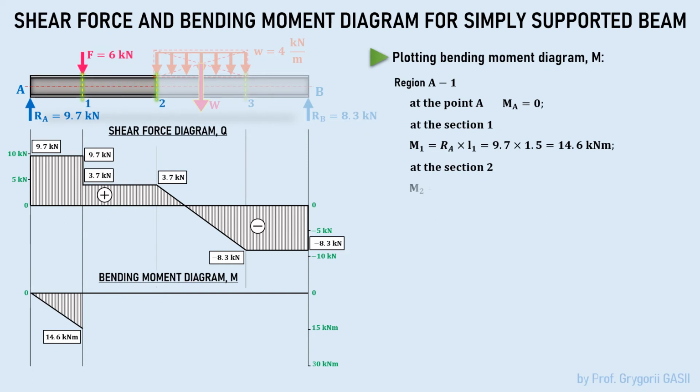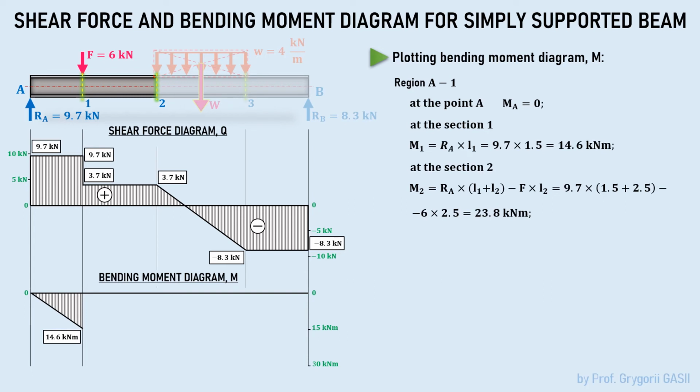In the equation, there is a bending moment from the support reaction and force F. The bending moment from the support reaction is the product of the support reaction and the distance between point A and section number 2. This moment has a plus sign because its direction is clockwise around section number 2. The moment from the force F is the product of the force F and the distance between the spot of force application and section number 2. This moment has a minus sign because its direction is counterclockwise around section number 2.